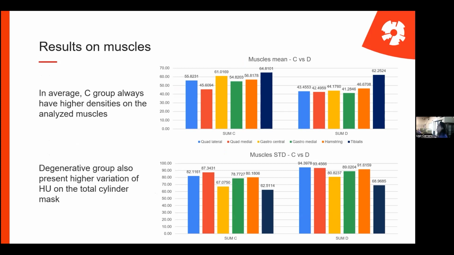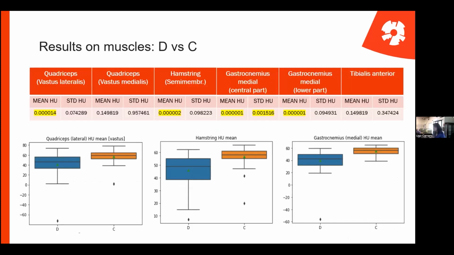Probably there is a decrease in density in degenerative patients because of infiltration of liquids, or maybe they present a higher percentage of fat, so we can investigate this in more detail as a future development. Also, the degenerative patients present a higher variation of Hounsfield unit in the total cylinder mask. This was also statistically proved: we performed a Mann-Whitney U test, and you can see that the p-values on the mean of the cylinder were always significant for the vastus lateralis, for the hamstring, both, and for the gastrocnemius, both parts that I took.